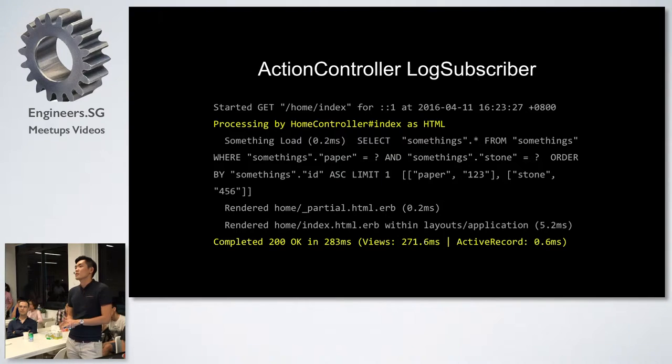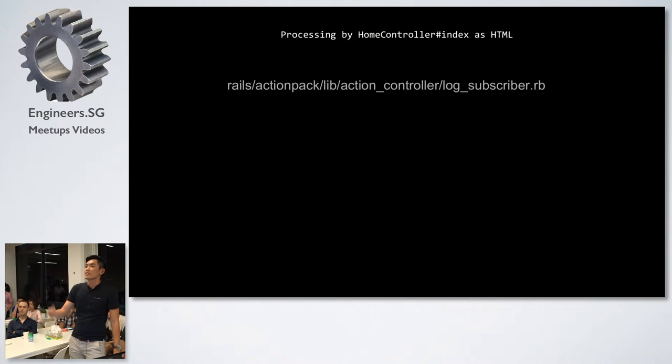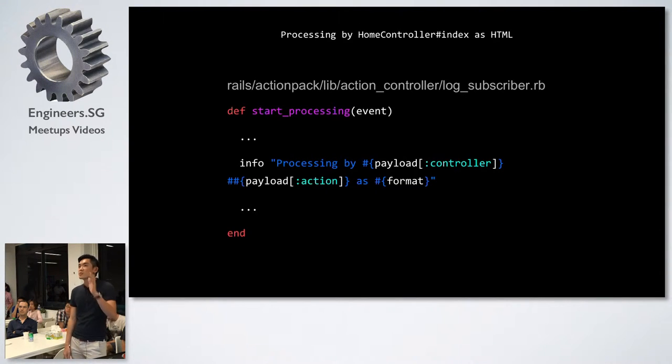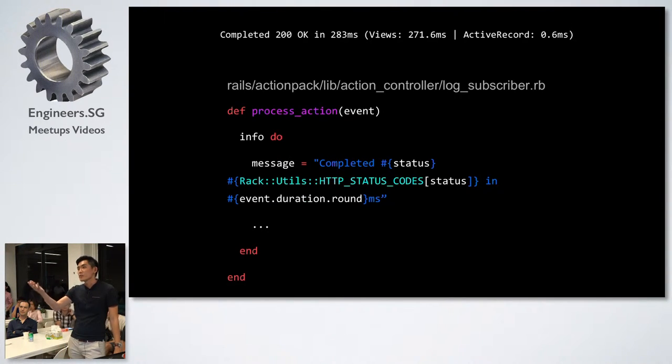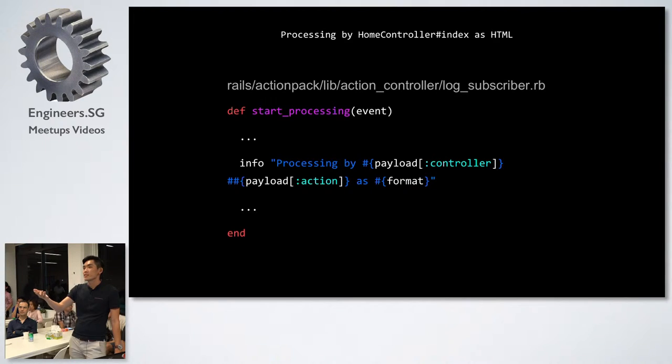The first one is the action controller log subscriber. So the same thing, do a bit of detective work. Then you realize that in this file, there's a method that is doing this line. Then in the same file, you find another method called process action. Let me elaborate a bit. Start processing is, obviously, the start of the controller. The moment your controller action is being called, this event will fire. It's the start of your controller action.